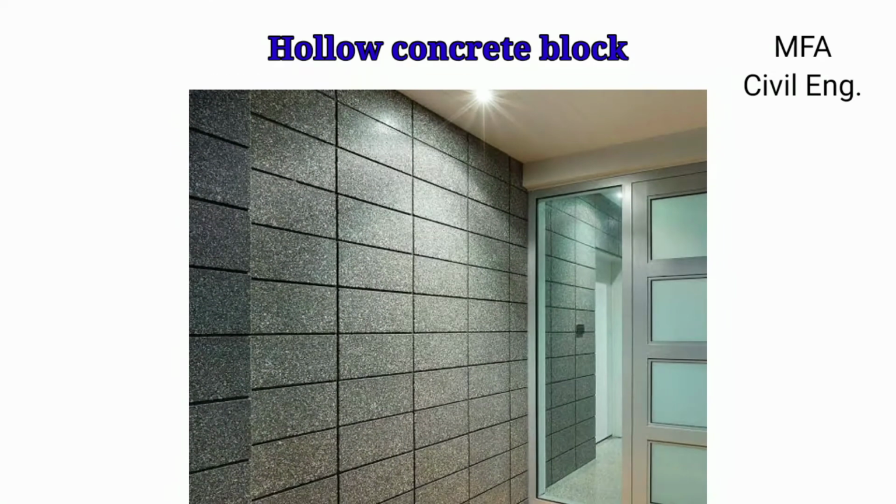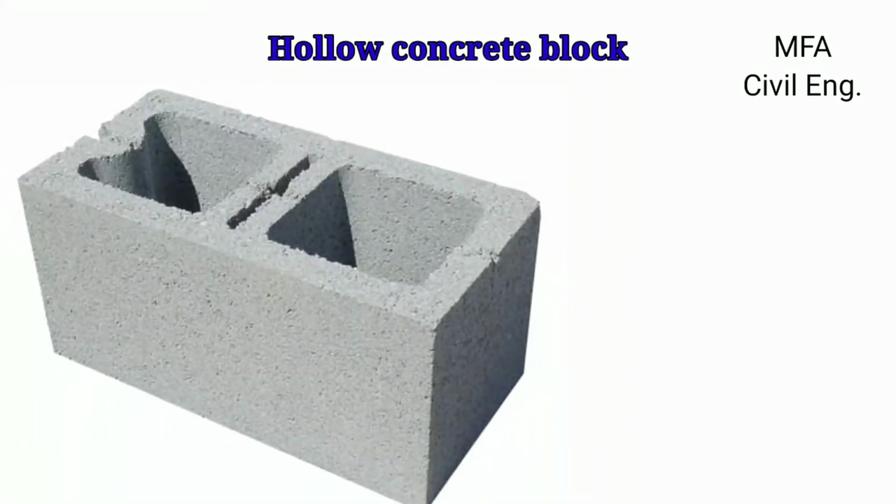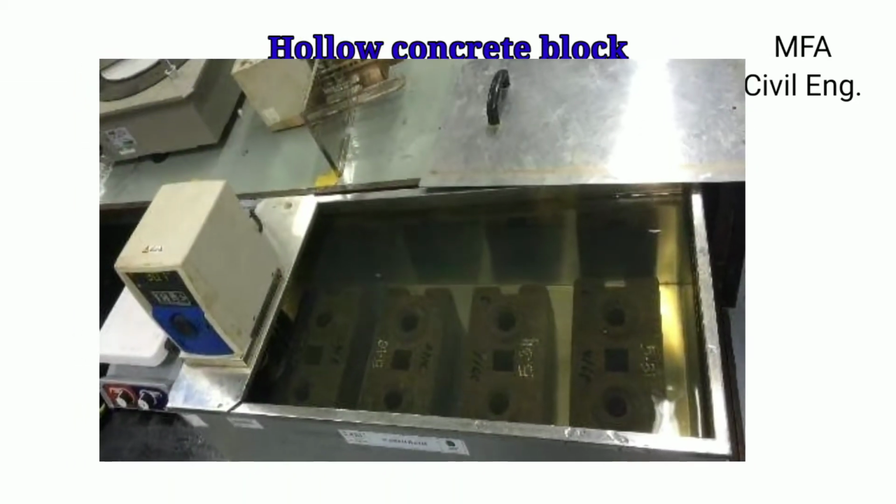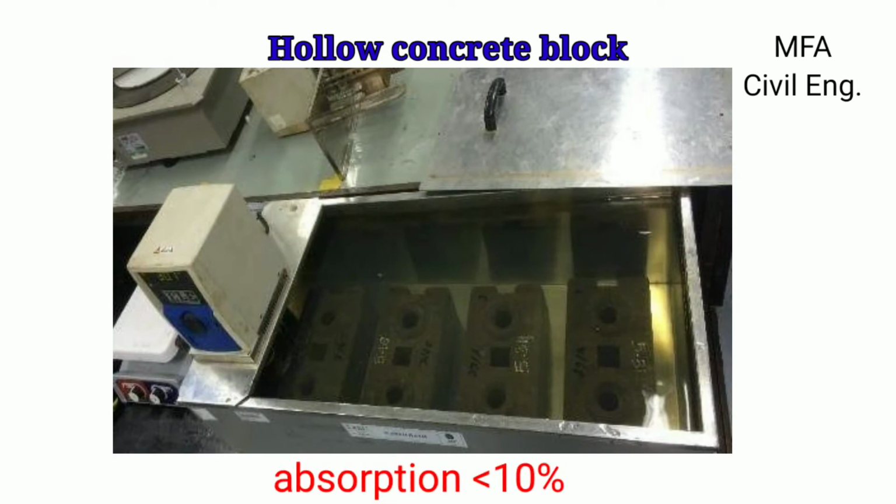The hollow space in the blocks enables the masonry to have good insulating properties against sound, heat and dampness. The blocks are precast, the surface is smooth and hence less plastic material is required. The common sizes of the hollow blocks are 39 cm by 19 cm by 30 cm, 39 cm by 19 cm by 20 cm and 39 cm by 19 cm by 10 cm. Blocks have a water absorption of less than 10%.